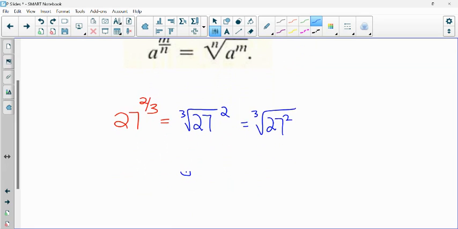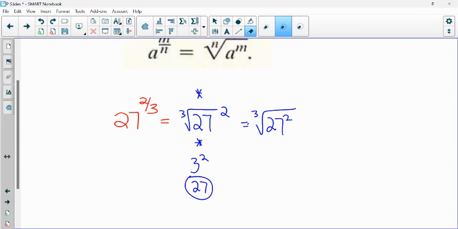Now, what's going to be easiest to work with, especially if you don't have a calculator? Is it going to be easier for me to take the cube root of 27 and then square that answer, or is it going to be easier for me to do 27 squared and then take the cube root of that? Which one's going to be easier? Anna, what do you think? The cube root of 27 first. Right, this middle one is going to be your easiest way to do it. Because the cube root of 27 is 3. 3 squared is 9.